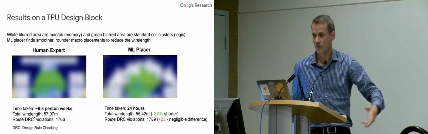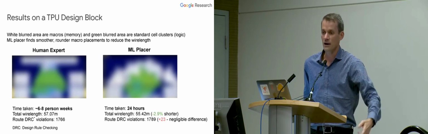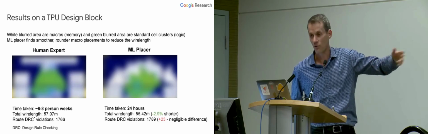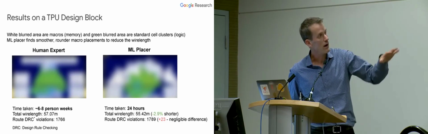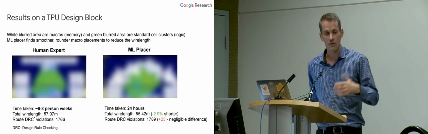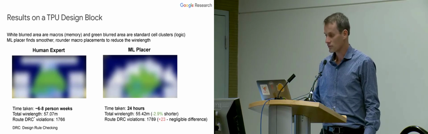Often the human expert is basically doing multiple iterations through this 24-hour kind of CAD tool turnaround time in order to actually do that placement over the period of 6 to 8 weeks. And essentially the ML placer is playing the game of ASIC placement with this proxy reward function that seems to actually end up being close to the true reward function.